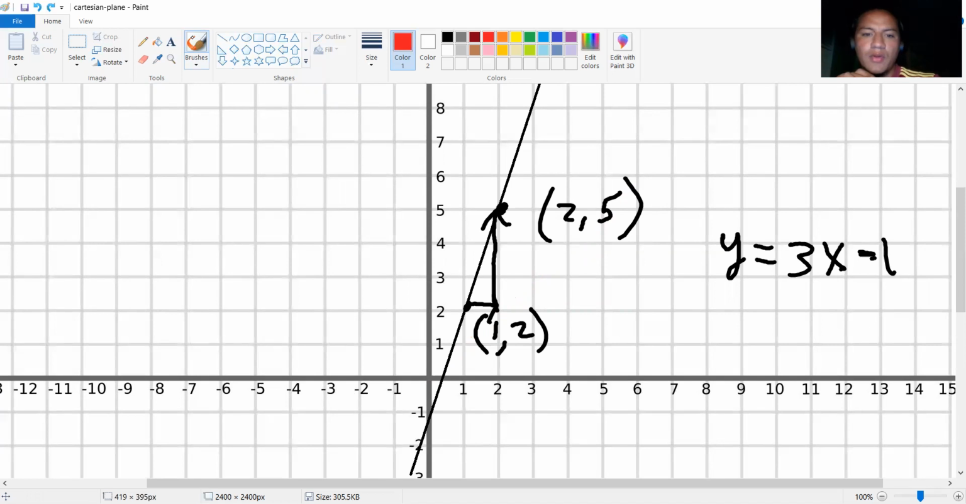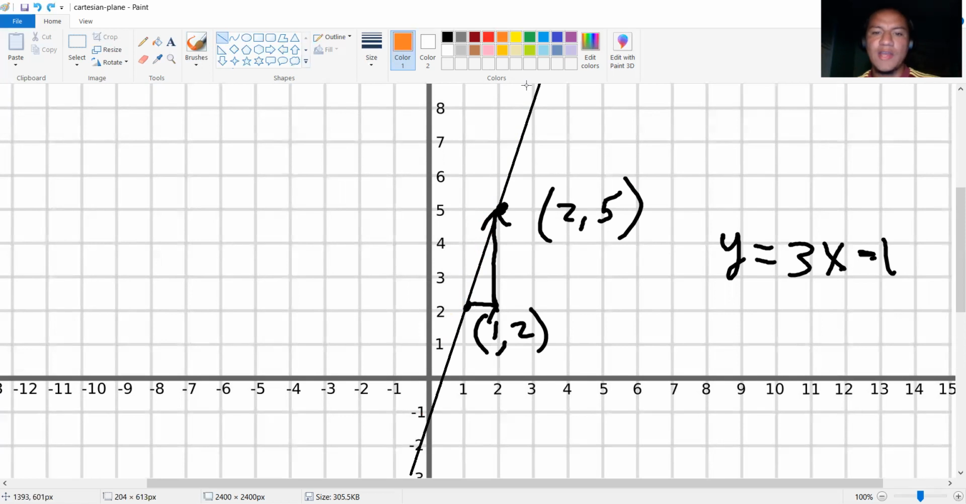Now, this is the same thing as y equals 3x, but you have to shift it down by 1. So it intercepts the y-axis at -1. In other words, it's like y equals 3x, which is the orange line here, but it's shifted down by 1.